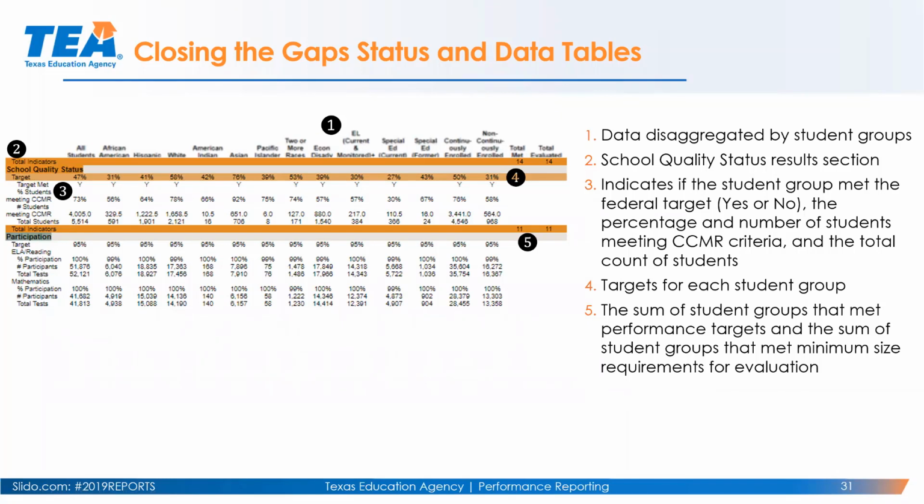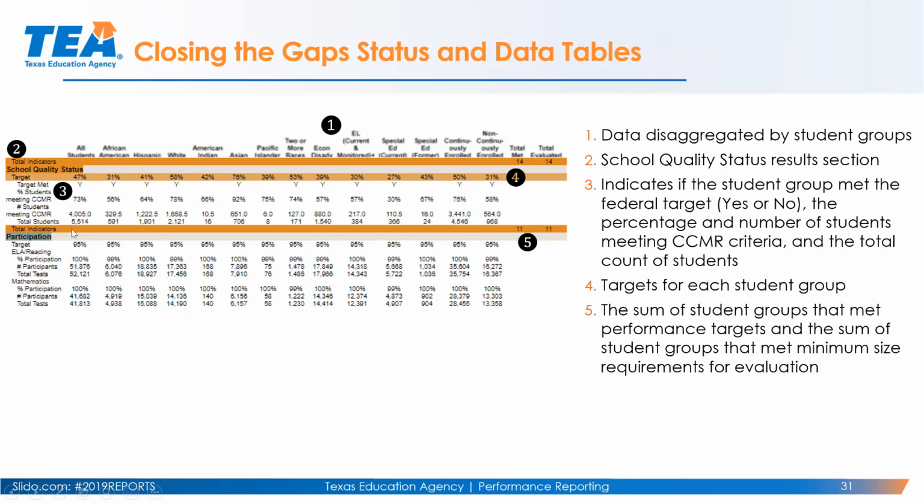Next, I'm looking at my school quality status, and that looks at CCMR data. At the top, I have the disaggregation of student groups. I'm looking at school quality. This also looks to see if that student group met the federal target, yes or no. Let's look at all students again.